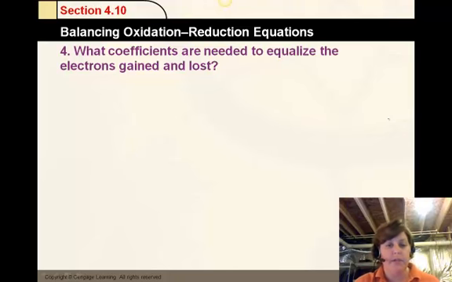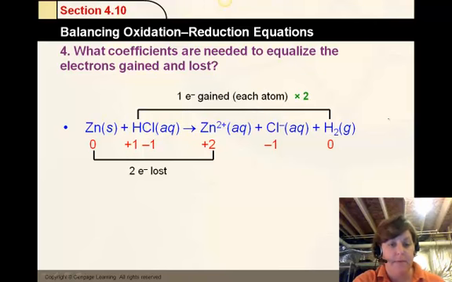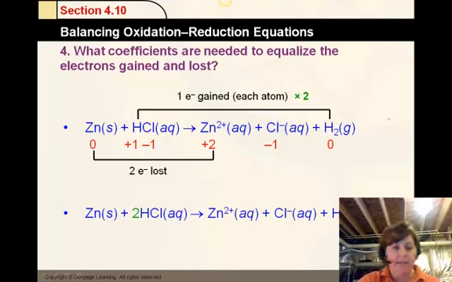So what coefficients are needed to equalize the electrons gained and lost? Essentially that's why we balance equations, especially redox, to make sure the electrons lost equal the electrons gained. We can't just lose electrons or gain electrons. They have to be conserved. All right, so let's see what we would do. 2 are lost and 1 is gained. So to make them the same amount of gaining and losing, we'd have to multiply that first one by 2. And that's the reason we have a coefficient here. Now, I would assume that you could balance this equation without all of this, but this is how they do that.